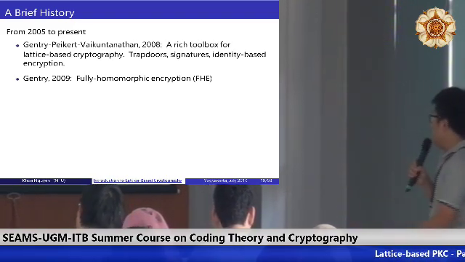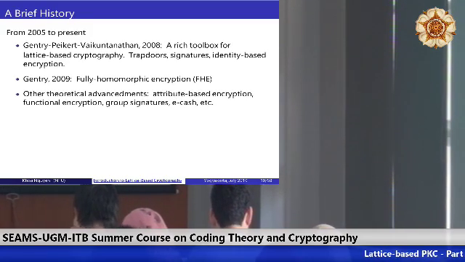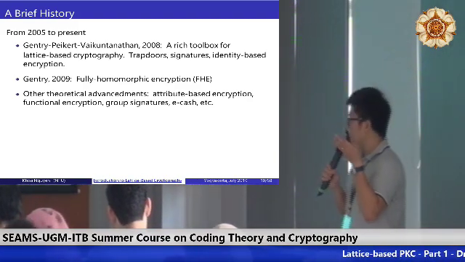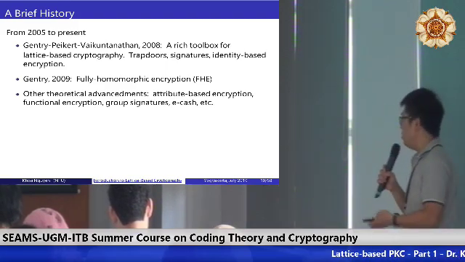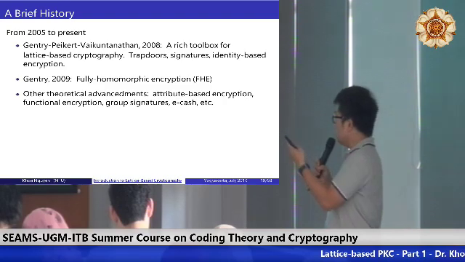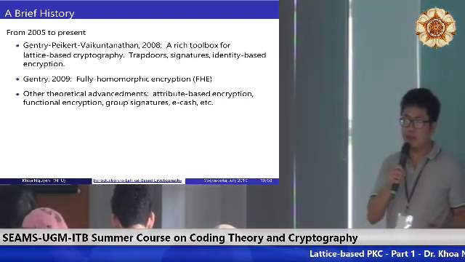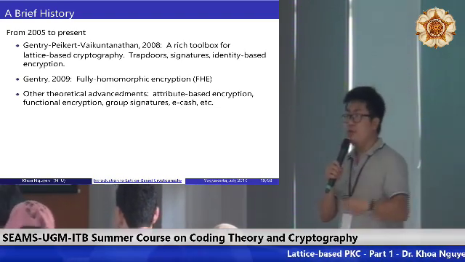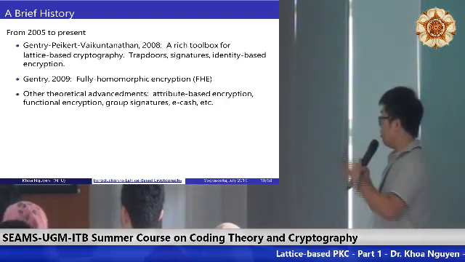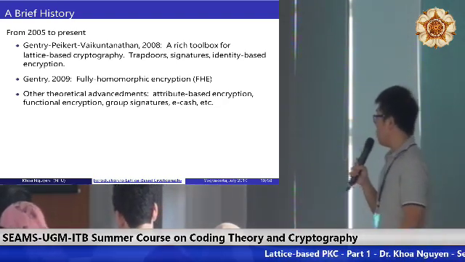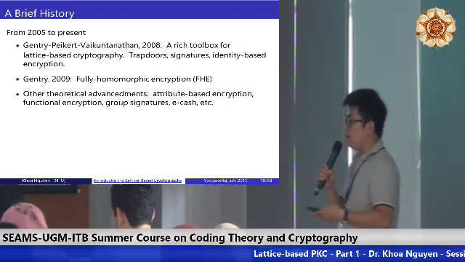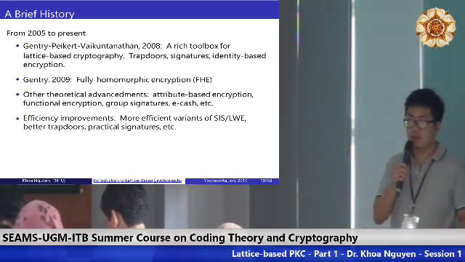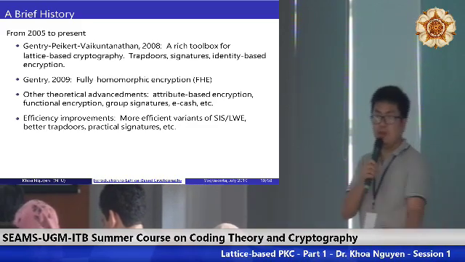Also, from 2005, there are many other theoretical advancements. People show that we can also build high-level encryption systems like attribute-based encryption, functional encryption, also what we call group signatures, electronic cash systems, and so on. Another direction is to improve the efficiency of existing systems, and there are also many advancements in this line of research. People can obtain efficient variants of SIS and LWE and give better trapdoors and shorter signatures, more efficient encryption systems, and so on.